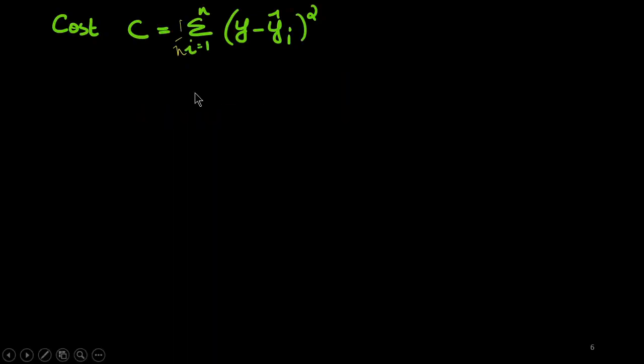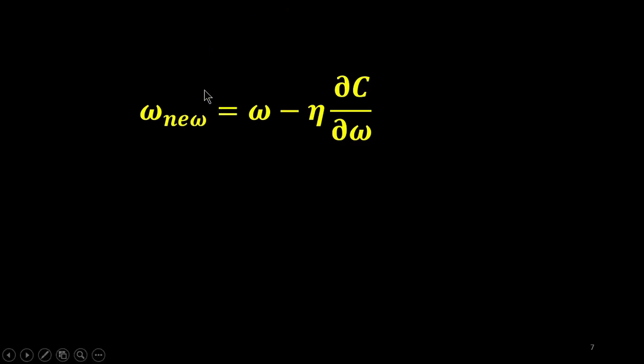So that is the procedure. And this is the equation to update the weight value. New weight value is equal to W minus eta into dou C by dou W. So C is actually the cost function.